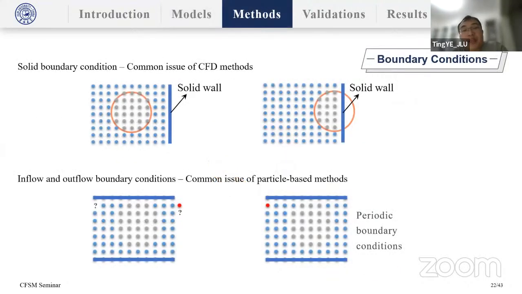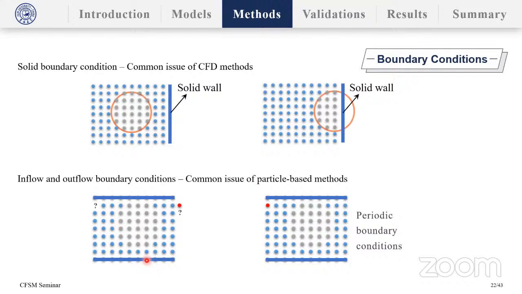In our work, we involve two types of boundary, solid boundary and open boundary. The solid boundary condition is a common issue of CFD methods, but it is more difficult for the particle-based method due to the accuracy deficiency. In SDPD or SPH, when a particle is close to the solid wall, the support domain is not complete, leading to the accuracy loss near this solid wall.